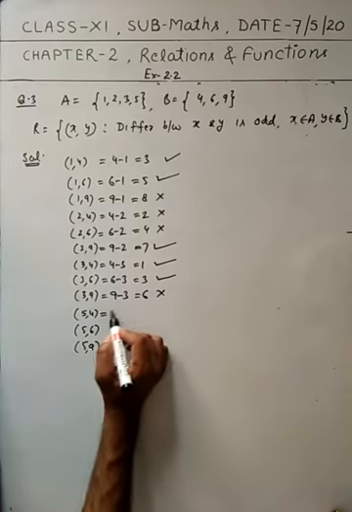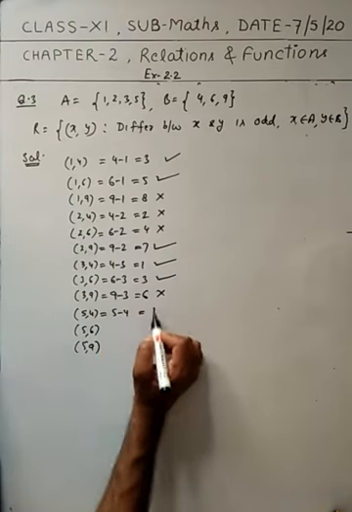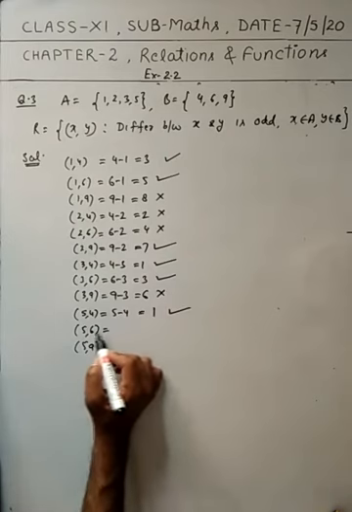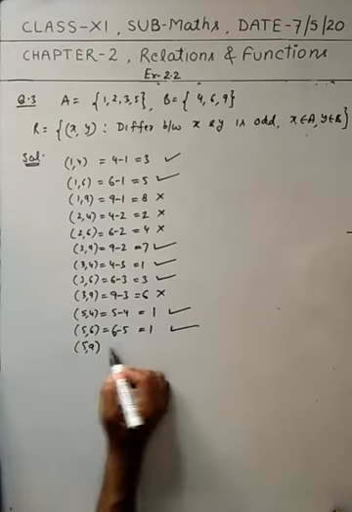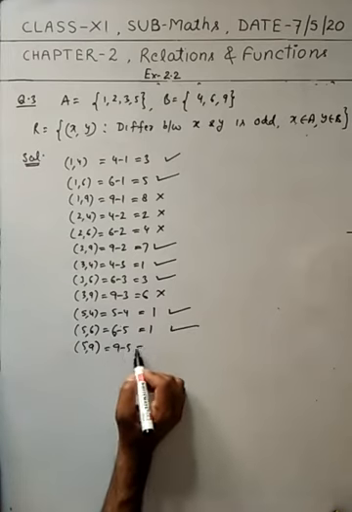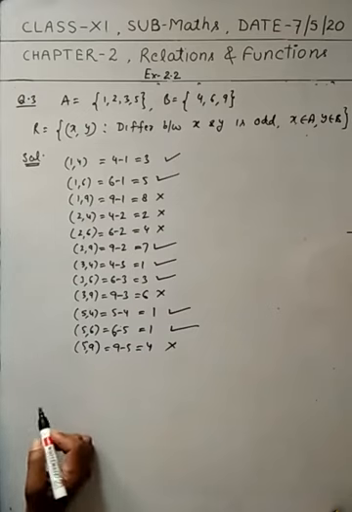This time 5 minus 4. 5 minus 4 equal to 1, which is odd. This is 6 minus 5. 6 minus 5 equal to 1, which is odd. 9 minus 5 equal to 4, not odd.